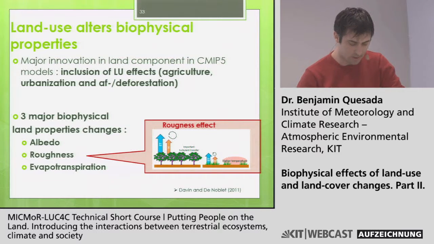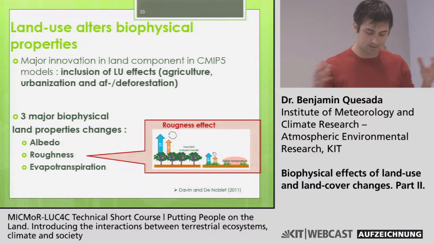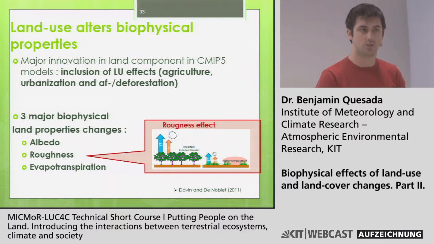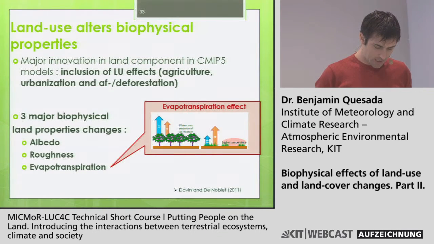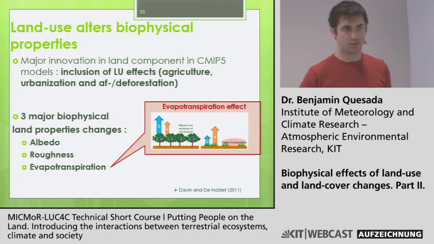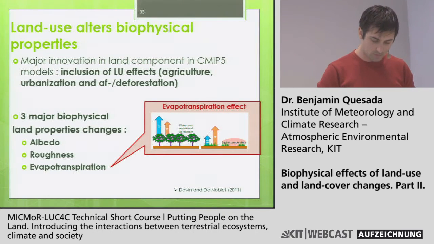warm the surface relatively. When you cut a forest, you decrease the roughness length, and then you decrease the capacity of the surface to exchange turbulent fluxes with the atmosphere. So you increase the surface temperature. And also, forests have efficient roots to extract soil moisture, which is not the case when you cut the forests. And that leads to higher surface temperature.